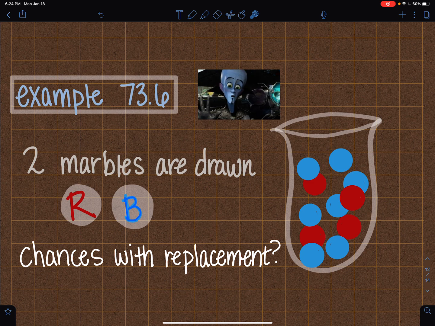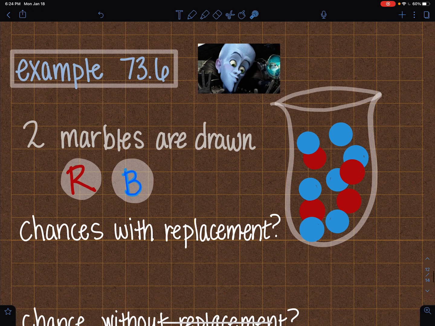Let's do example 73.6. All right, this is on page 300. Ding, ding, ding. I feel like we should get something for making it this far in math. This is the last example, okay, so pay lots of attention.